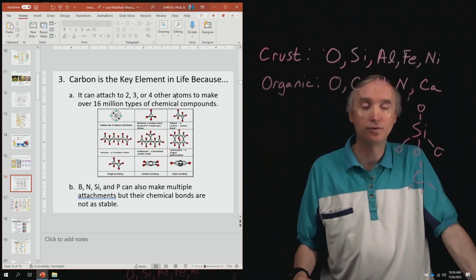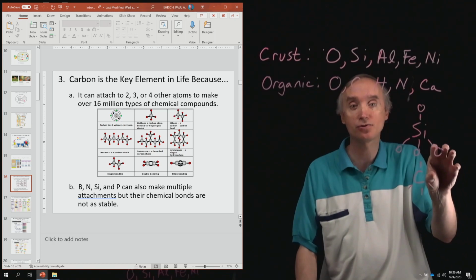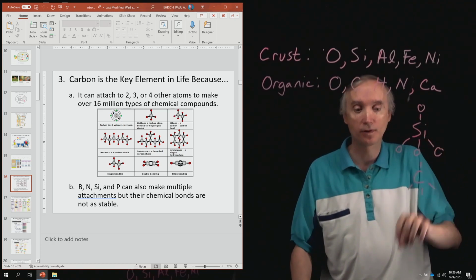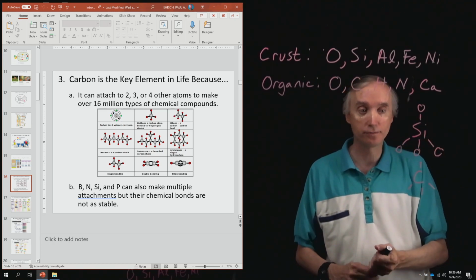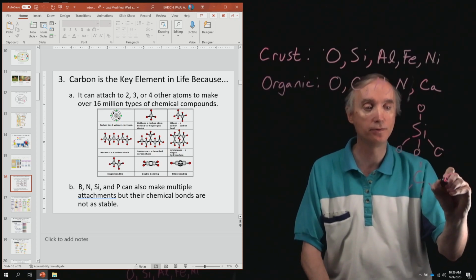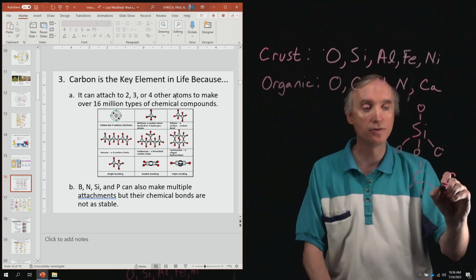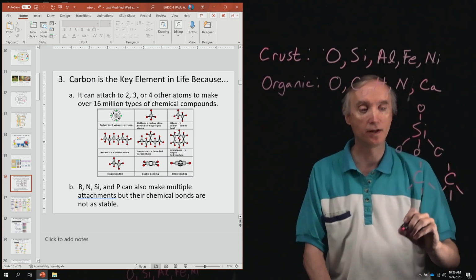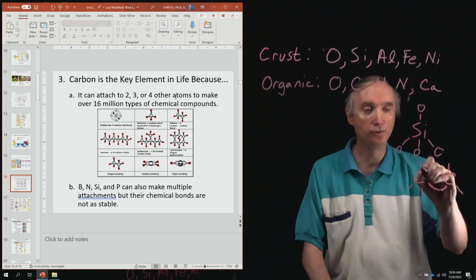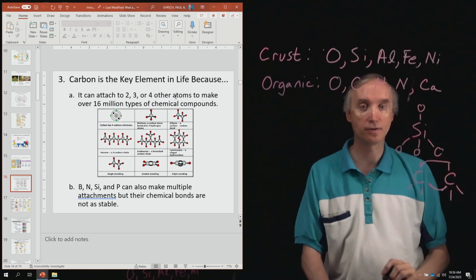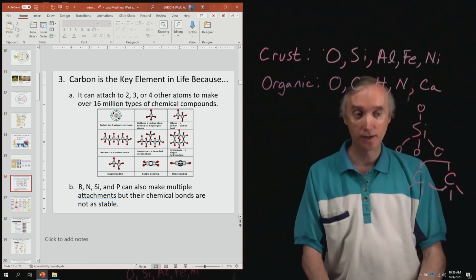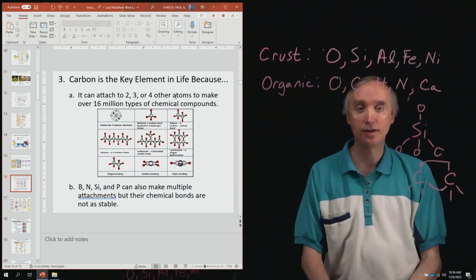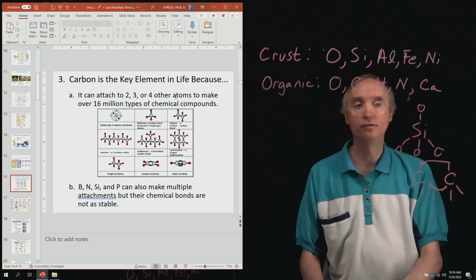Another thing that they can do is attach to have a double bond, so that if you have another carbon over here that also has 4 valence electrons, then 2 of these things can hook together and you can have a double bond. And you can even have a triple bond with carbons. So carbons are very, very versatile.